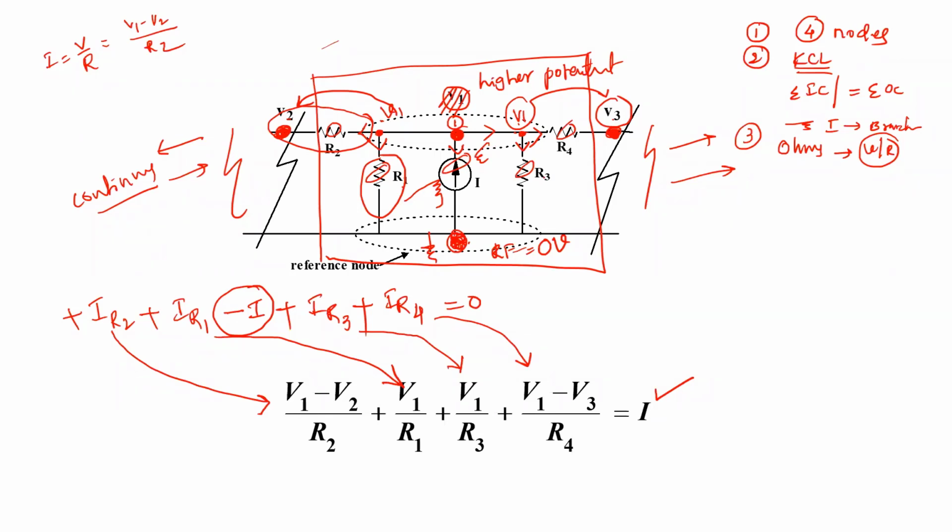So we are not solving it completely, but this problem is taken to understand how to identify the number of nodes. After identifying, one should be selected as the reference node, then apply KCL at each node, then convert the current in terms of voltage and the resistor. So can you reply? Have you understood how this equation is written? Good.